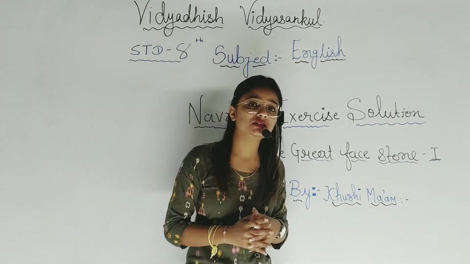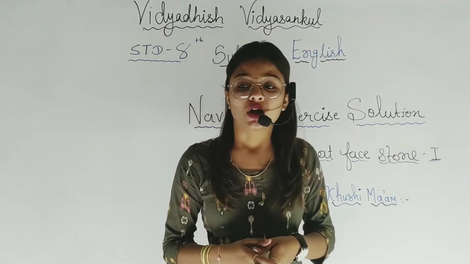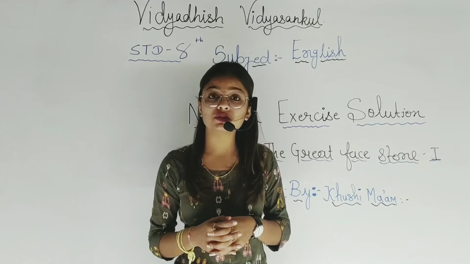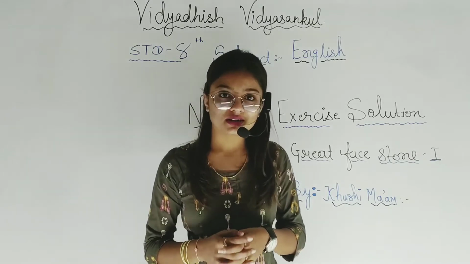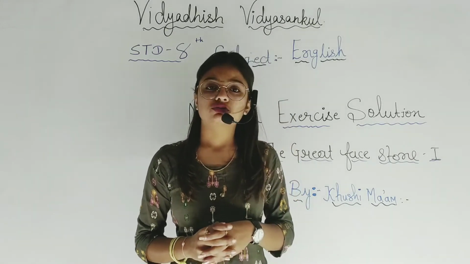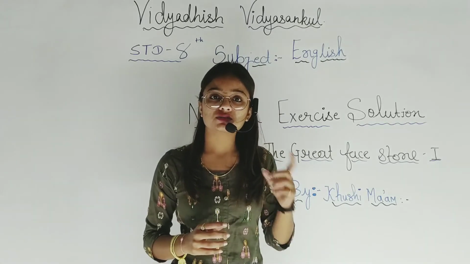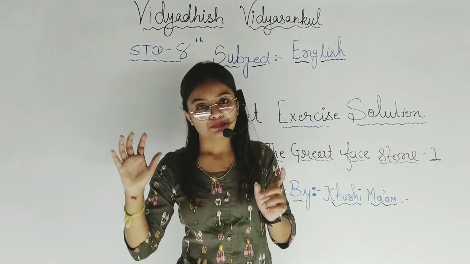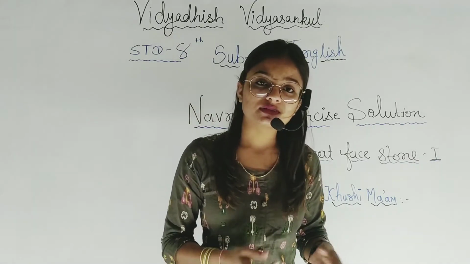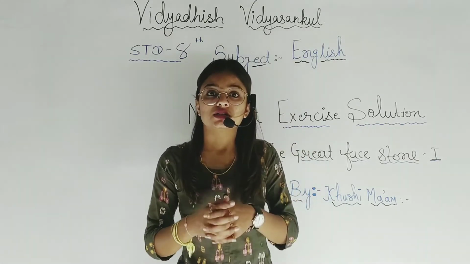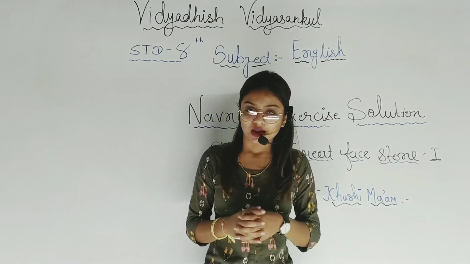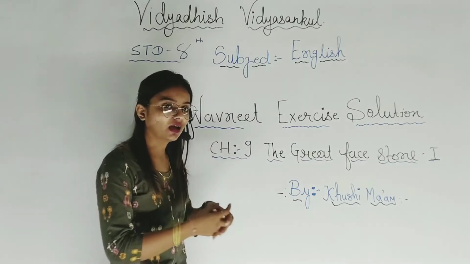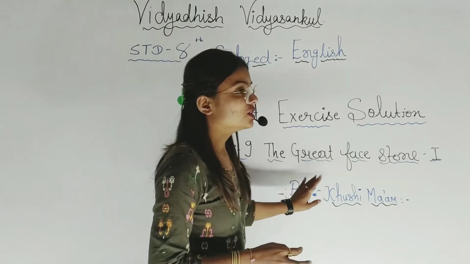Before we start, students, I want to give the summary of this chapter. In this chapter, we have seen the Great Stone Face. It is about the valleys. In the valleys, there was one stone that had the likeness of a human face. In our previous lecture, students, I already gave the summary and the explanation of this chapter.